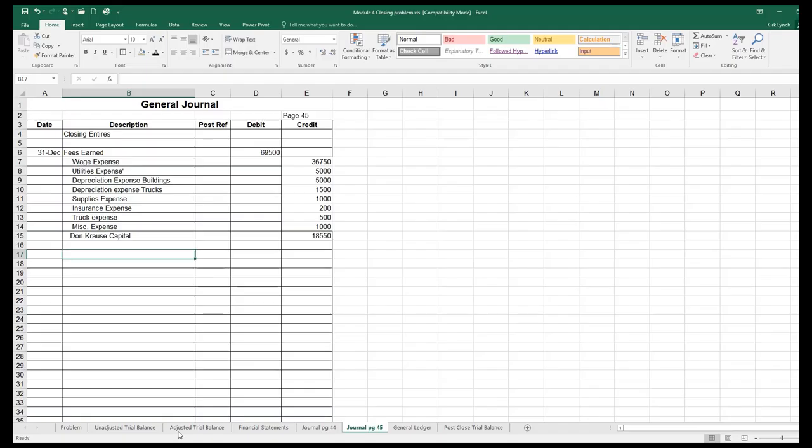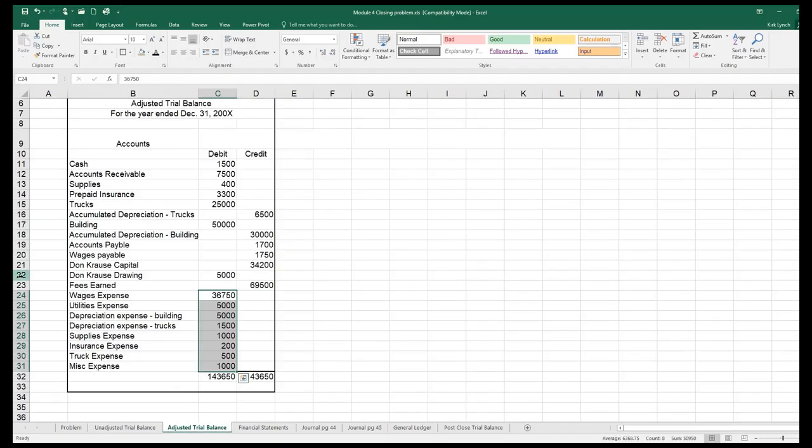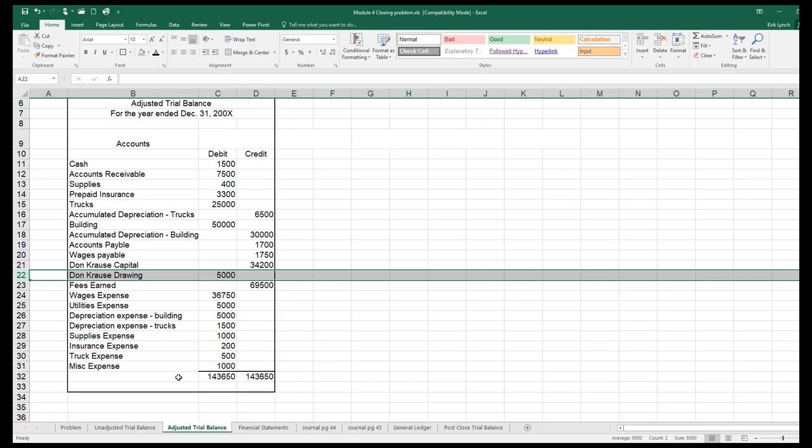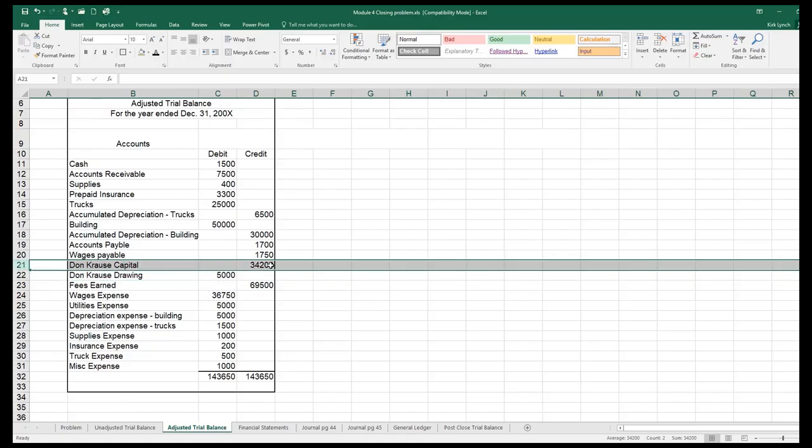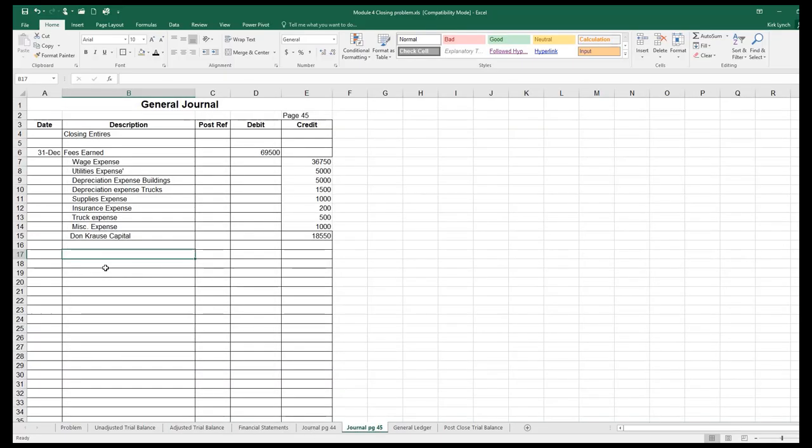Step two is to zero out our drawing account. Now our drawing account is right here. It has a debit balance of 5,000, which means we need to credit that account for 5,000. The debit that will go along with it is to our capital account, and it will reduce the balance of the capital account by $5,000. And so this journal entry is to debit Don Kraus Capital and credit Don Kraus Drawing. And the amount was $5,000 and $5,000.